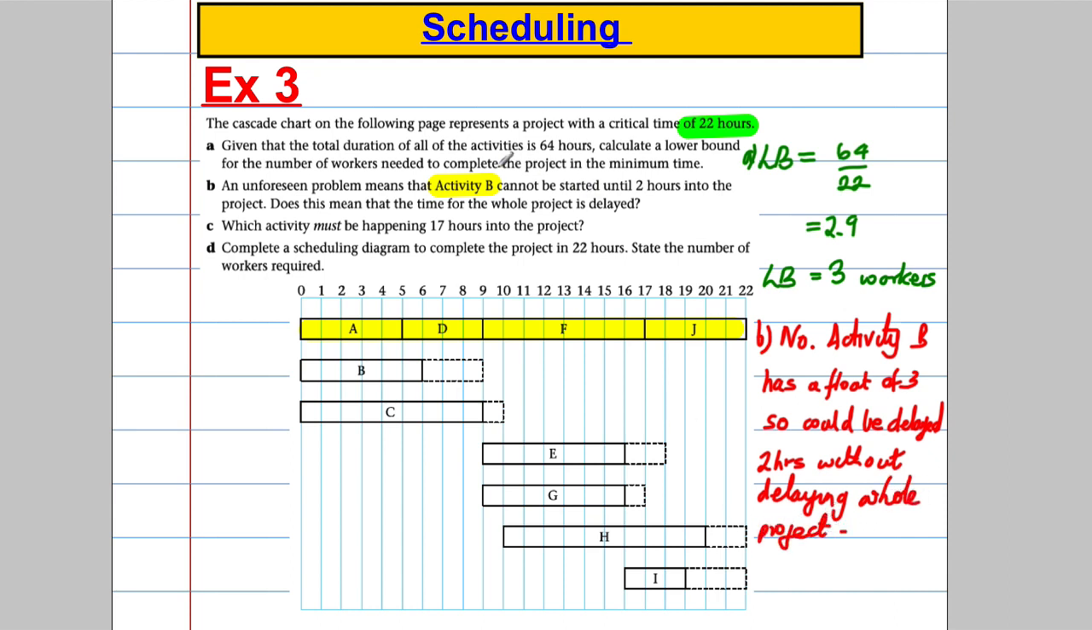Okay, so that's what I do for part B. Then for part C, it says which activity must be happening 17 hours into the project. So what I'm going to do is get a line and go down to 17 hours like that. Now, which activity must be happening?